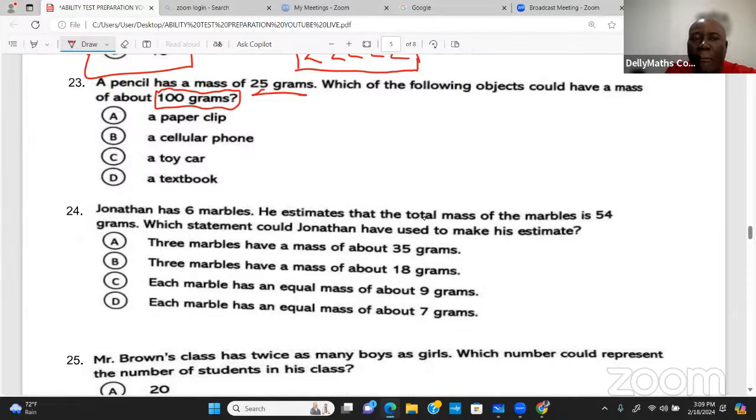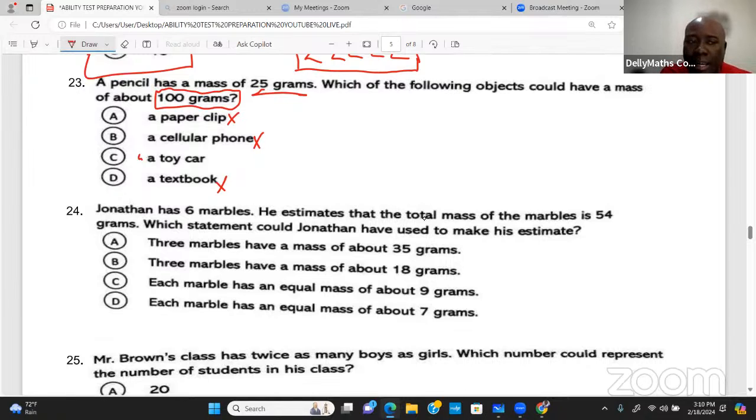So a paper clip is definitely out because we're talking about a pencil with a mass of 25. We know that paper clips are way lighter than a pencil, so it has to be less than 25. That is out of it. A cellular phone, maybe a little bit too heavy. You understand? Some people may say it depends on the type of phone. But generally speaking, and a textbook is very heavy, like one of your textbooks that you're going through.